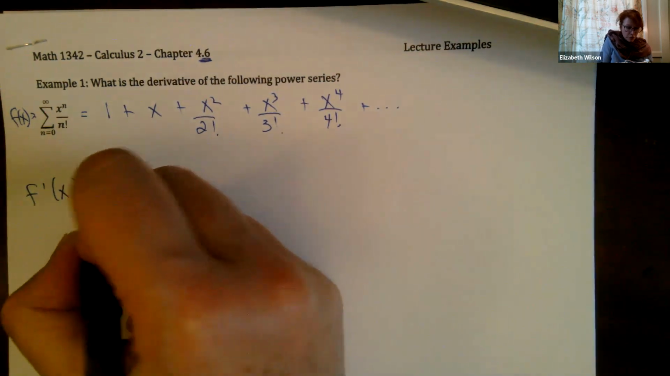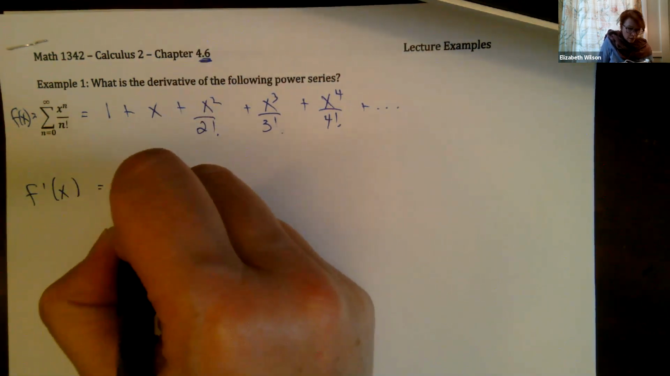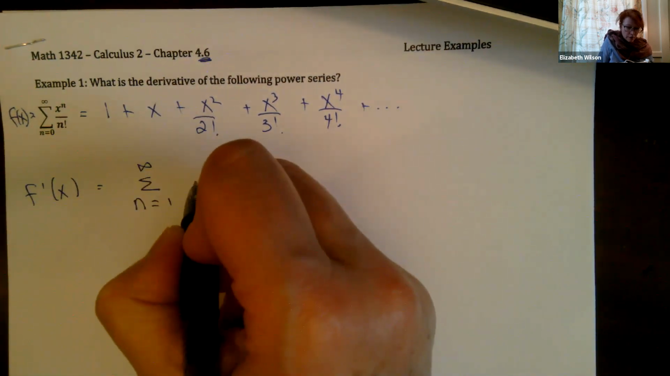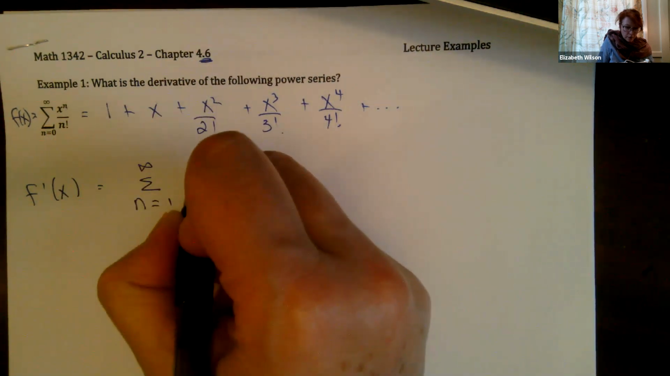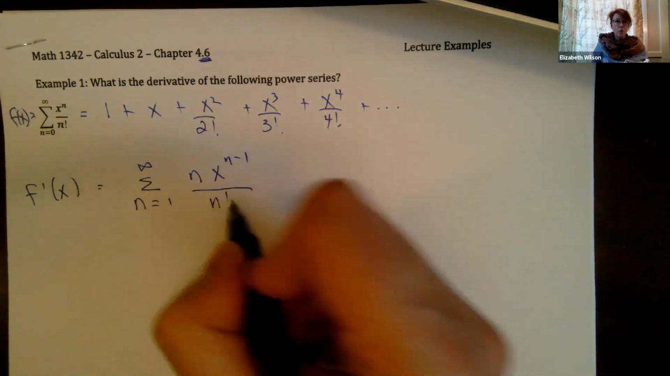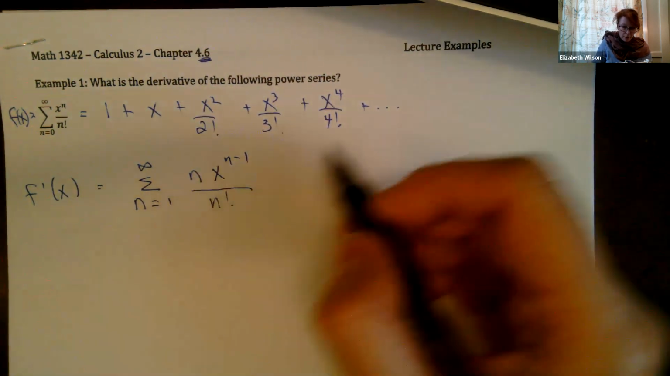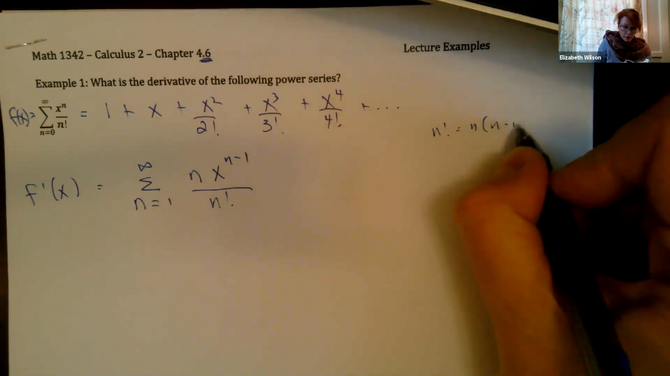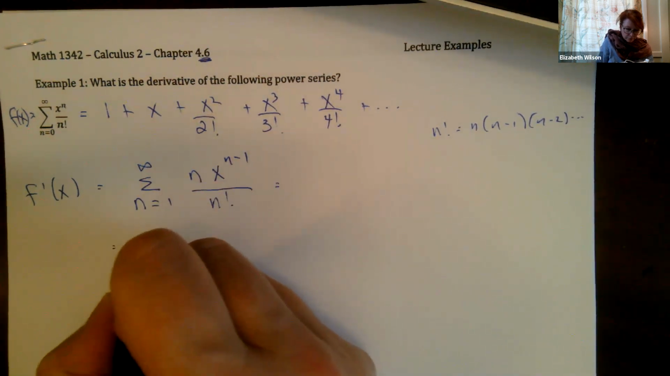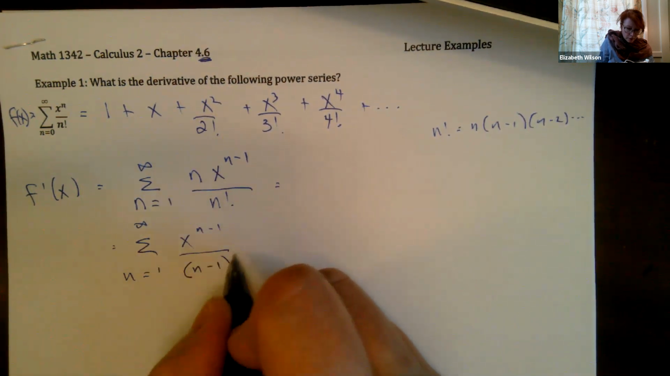So my derivative, we'll do it first with the summation and then with our individual terms. Summation, I'm going to go n equals 1 to infinity. To do my derivative, I'm going to use the power rule. So I take my exponent and subtract 1 from the exponent, and I have this 1 over n factorial as a coefficient. But n factorial is n times n minus 1, n minus 2, and so on and so forth. So the n's cancel out. So this is equal to x to the n minus 1 all over n minus 1 factorial.